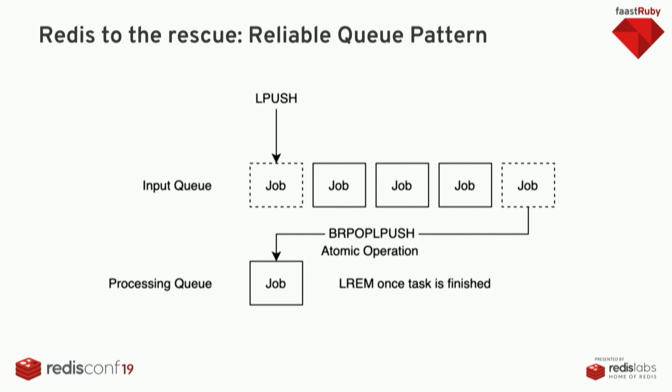So I have to pass another list to put that job in, and then once the task is finished, the client will just run LREM and remove the job from the processing queue. But if it failed, you can just push it back to the input queue, and then another worker will get it. So that's a pretty standard way of doing queuing with Redis.